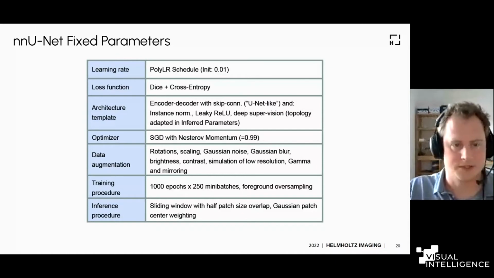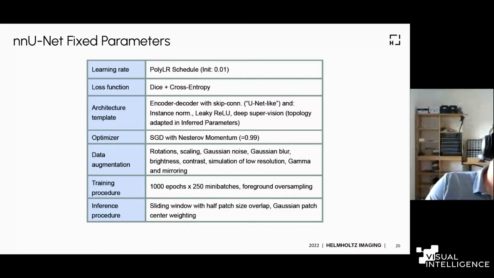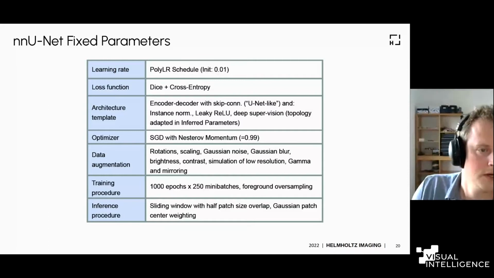So yeah, I think it's not important to read all of these out. There are just a couple of things that are fixed in nnU-Net, and if you're interested in learning more about that, I recommend the publication that we have with nnU-Net.